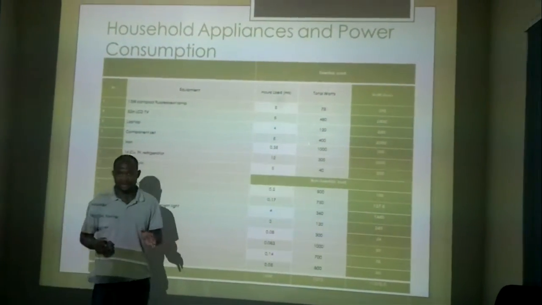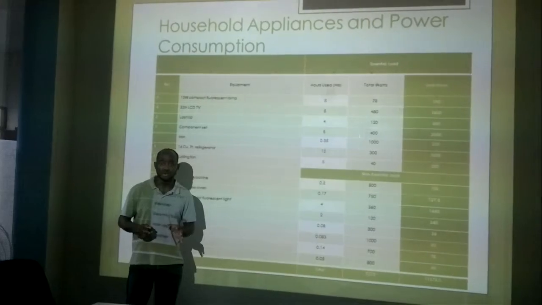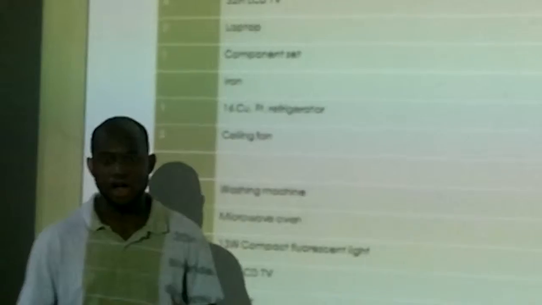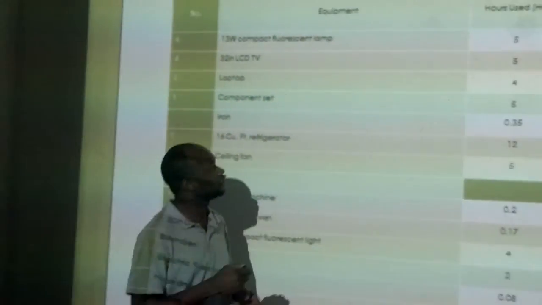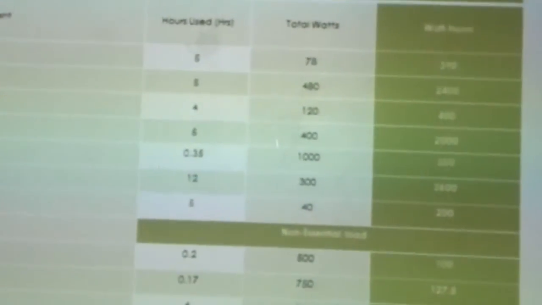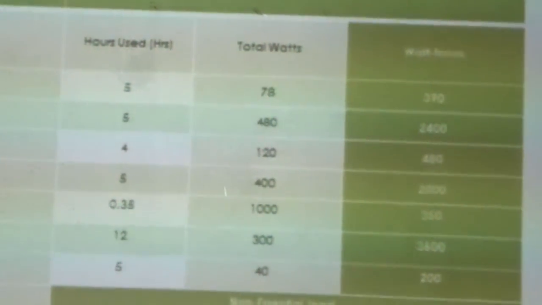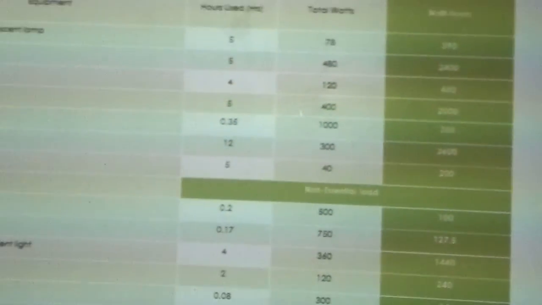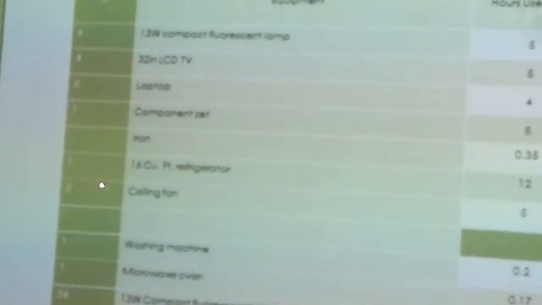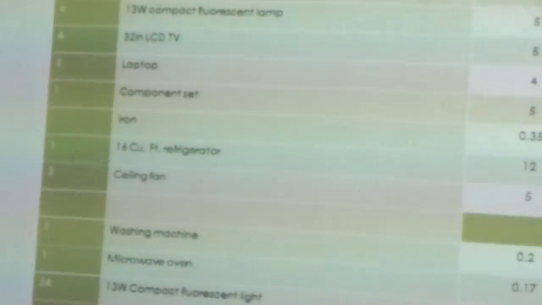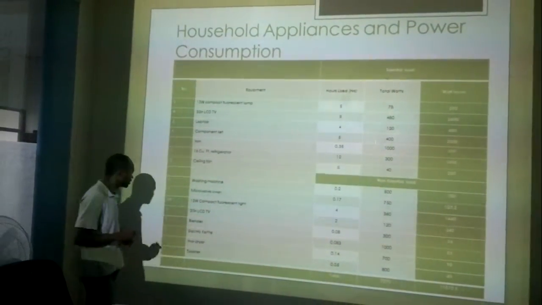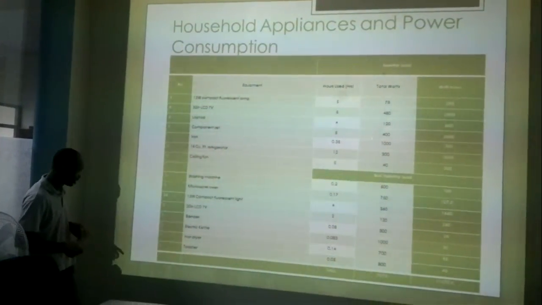Now, in order to size a system of this magnitude, one first has to go into what the customer is going to require. What we do here is find out the customer's essential load and non-essential load to come up with what the total requirement will be for a day. As you can see here, we have the lighting, TVs, laptop, and refrigerator as the essential loads, while the non-essential loads are the washing machine, microwave, blender, etc.